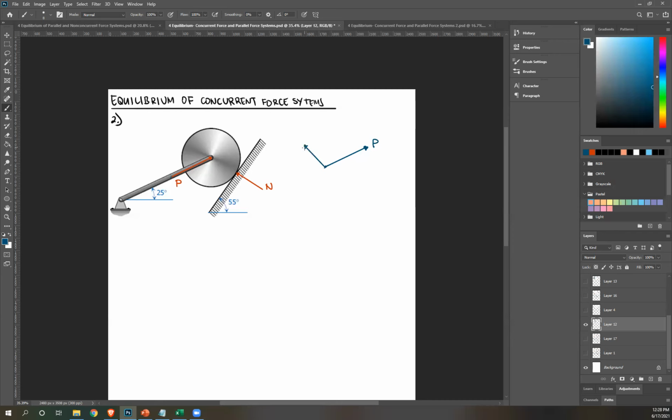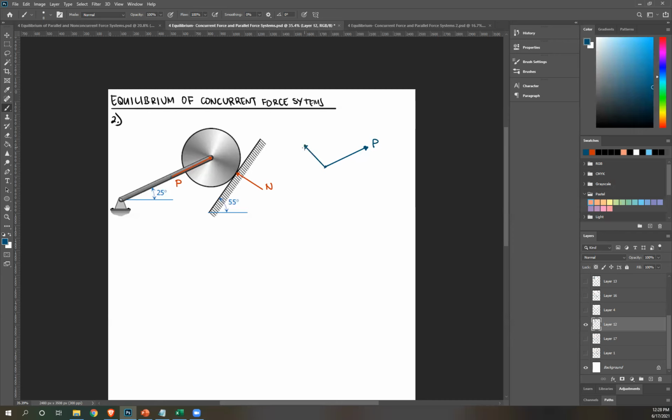Now P is easy, right? It's already seen here. These two are the same angle. So this is 25. This is also 25. Now how about N? You can just use your theorems on angles or triangles to solve for the angle here. If you recall your parallel angle, this is 55. This is also 55. And then N is perpendicular to the surface. So this creates a right angle. So this entire thing is 90. So 90 minus 55, you'll get 35, I believe. Yeah, 35. So this is 35.